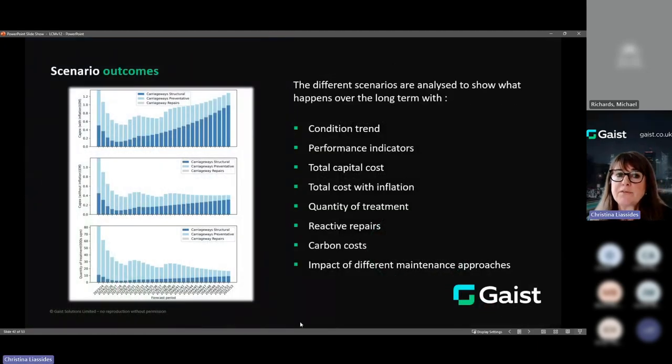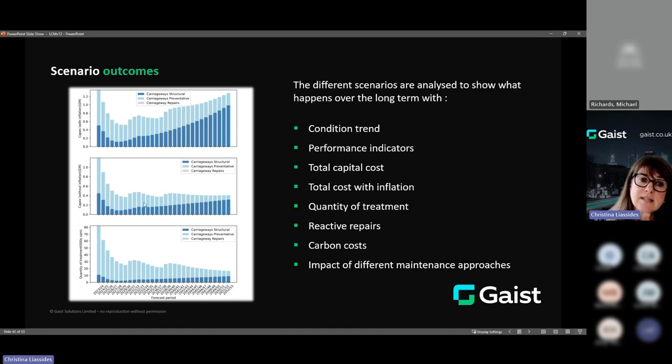So obviously we give you graphs and charts so you can see very visually what might go on. And these are analysed and given to you as charts to show things like the condition trend. So what would happen to your red, amber, greens, or your 5 grades if you do this or you do that? What happens if you, well, I'll show you that later, actually, so I won't go into that. What about your performance indicators? What happens if actually your council doesn't want anything to go into grade 5 or into very poor, into red? What does that cost you? For each of these scenarios, what's the capital cost?